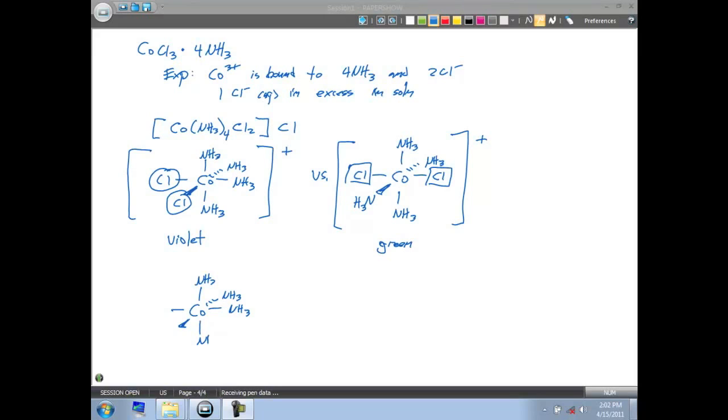In terms of statistics, or looking at what could be going on in this particular complex, is there any other way that we can arrange those ammonias around that cobalt? There's 6 of the same exact ligand. So there's really only one way to place all 6 of those ligands around this cobalt center. And that's why there's only one color for this.